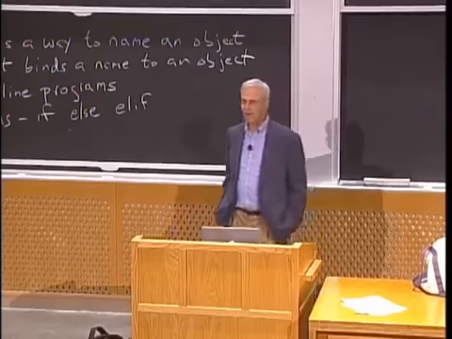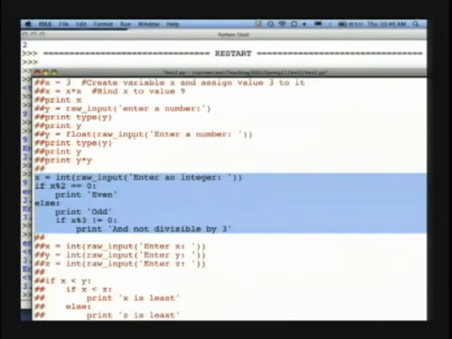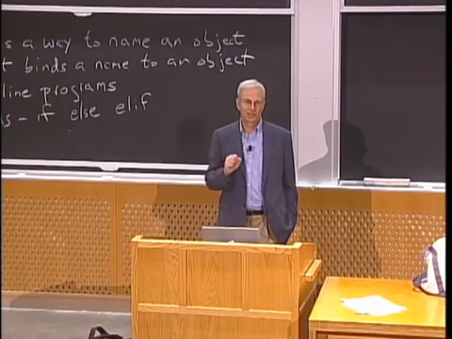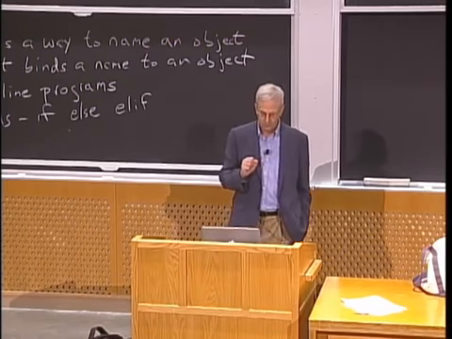So it says if the object x mod 2 has the same value as the object 0, print even, else print odd. And then, just for fun, I'm going to see whether or not it's divisible by 3. Why did I do that? Just to show you that I can nest conditionals inside conditionals. So in one of the branches of the conditionals, I'm now doing a test.